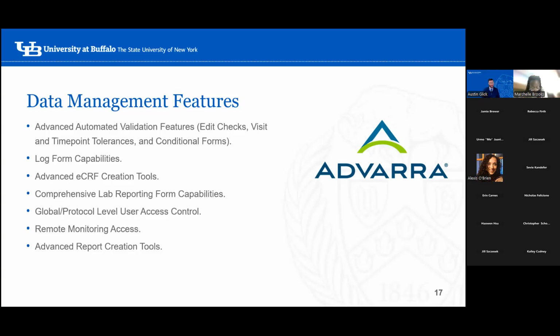Comprehensive lab reporting form capabilities. That's something a lot of EDCs don't do very well, so much so that a lot of large data management centers in the industry side of the field pay for or develop their own lab reporting systems. So we are able to capture labs very easily in Advarra, and there's very nice capabilities within there.